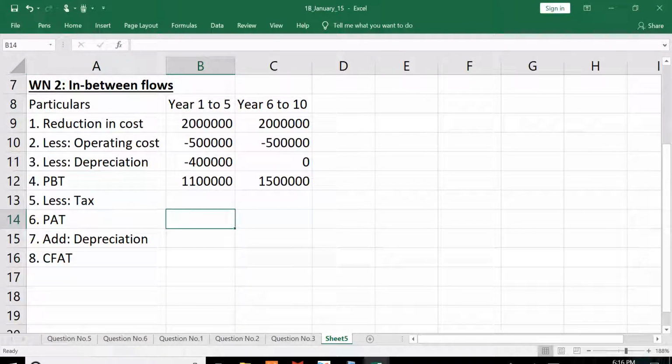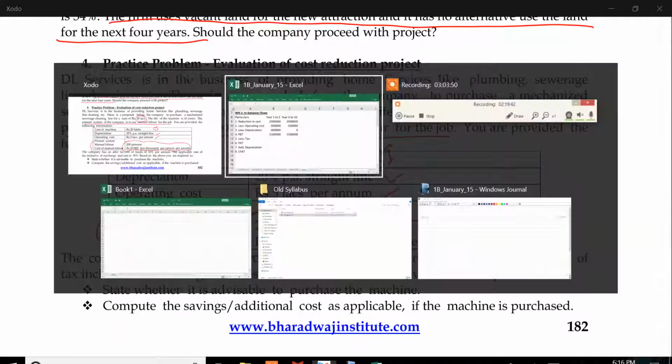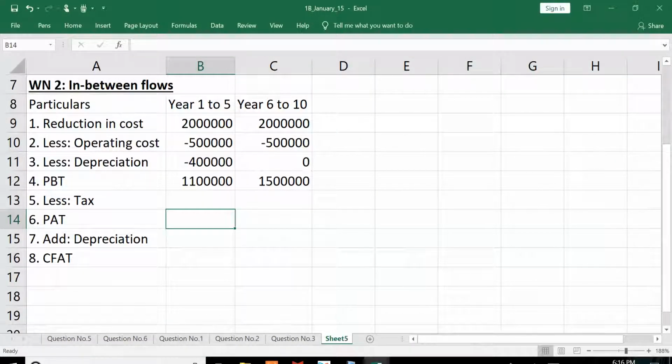What's the tax number they have given? Any doubts on the PBT number? Tax is 35%.